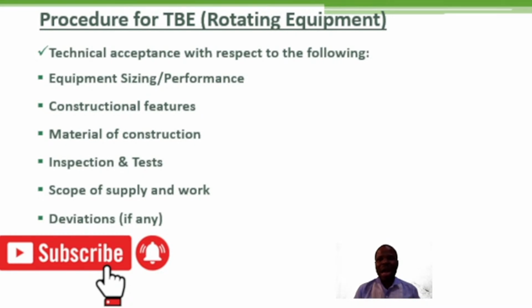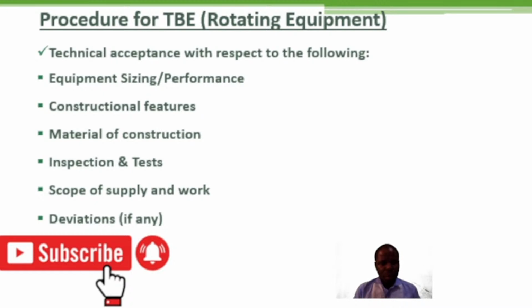You are going to also look at constructional features. What are the constructional features of the equipment that the vendor is intending to submit to you? Is it in line with respect to the applicable standards and codes governing the basic designs of the equipment you are intending to purchase? You are going to look at material of construction. How to check all this, we are going to also talk about it in the course of this session.